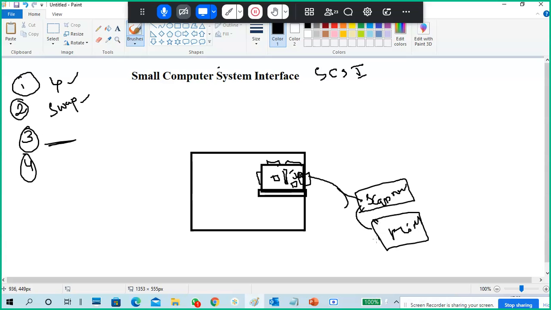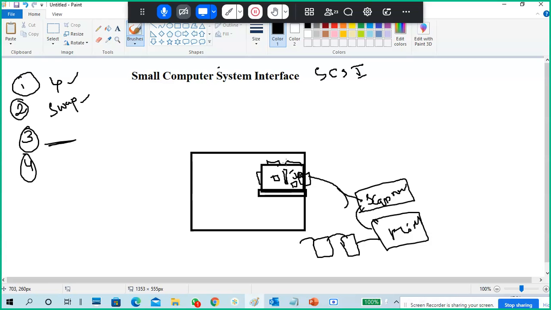You can connect to storage like a hard disk. You can connect it to a CD-ROM. So multiple types of devices we can connect. Usually externally we connect scanners, printers, kind of devices.